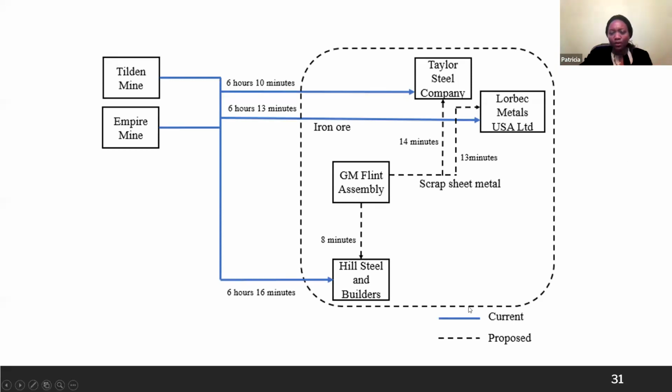You can see the blue line is for current practice, and the dotted lines are proposed. This is the distance from the mine that they get these materials, and then they take it to the company, and then they make the products, as against the proposed approach where we take the scrap metal from the General Motors assembly and use it to produce it. More details can be found in the paper to show how we break it down, compare the 2 designs, and see the answers. We have this design material circularity factor.